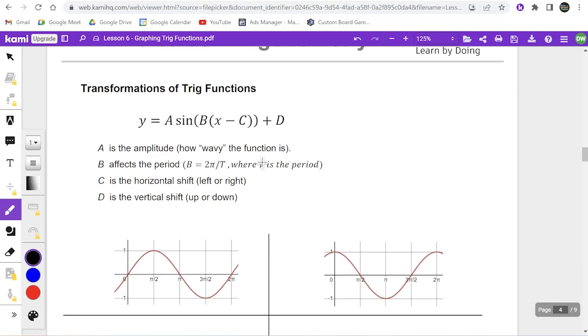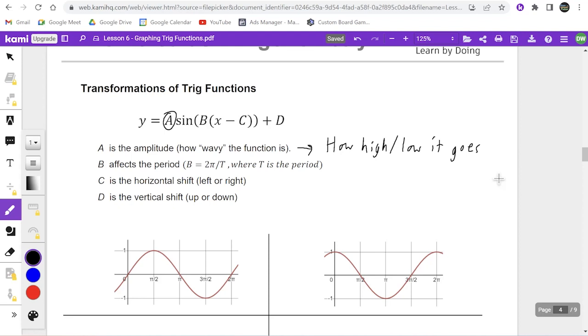Now, let's talk about what this is going to look like. So first, A, that's this A right here. A is called the amplitude, and it describes how wavy the function is. That's not a very good description, I'll admit. A better description would be to say how high or low it goes. And we'll be talking about how to find that, but it's how high or how low you go.